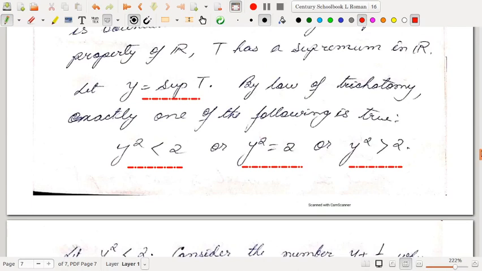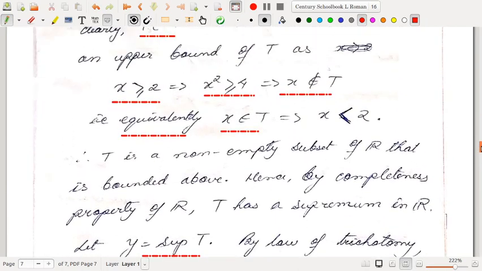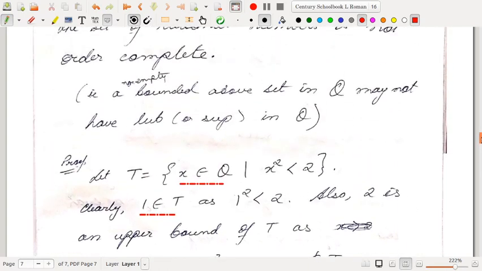So in the next class, we are done with the properties of real numbers. In the next class, we will start with the countability and uncountability of sets, and that will end our first unit. Okay, thanks.